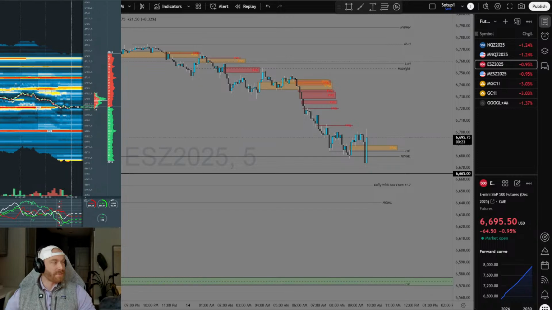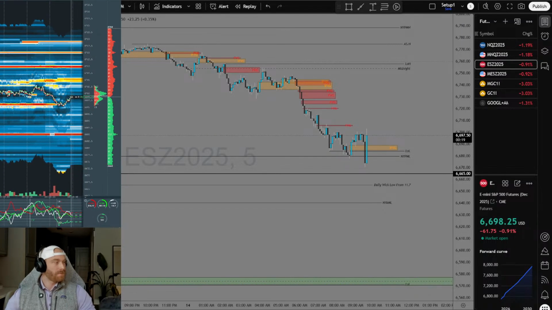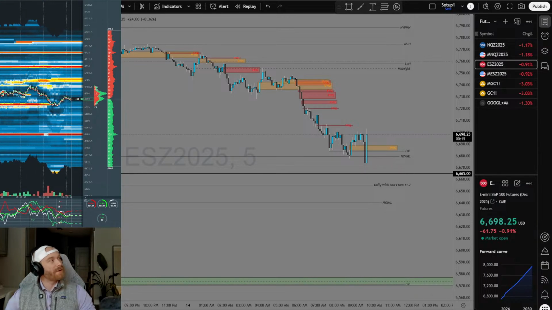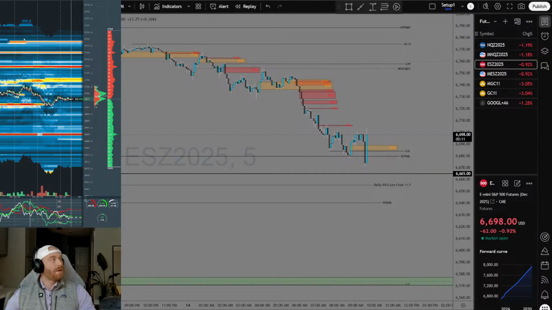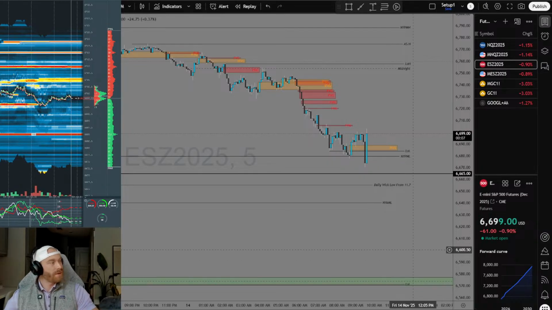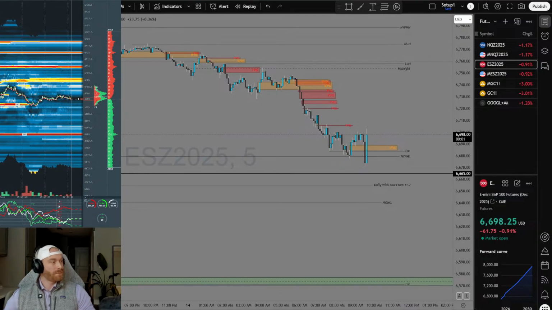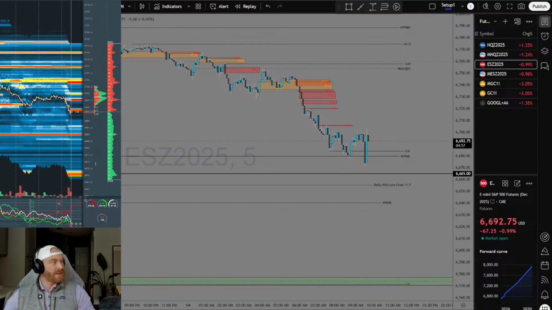Sorry guys, I was trying to figure out why my book map is acting up. I'm sure it's something like a setting, but I've got to figure out what it is. Just let it run for now. Big sell orders coming in.